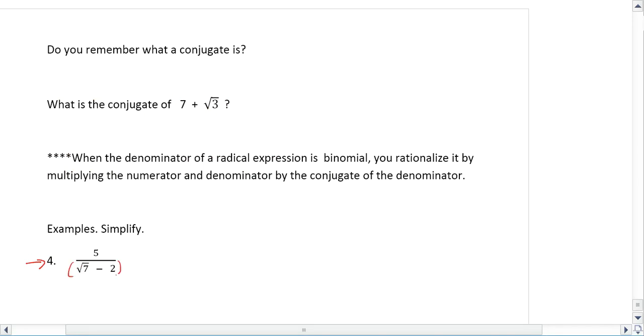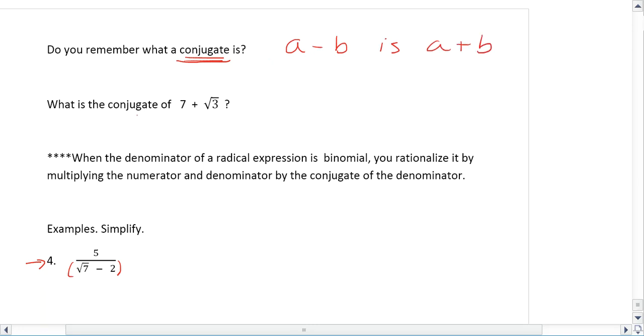I'm going to put parentheses around it to emphasize that you can't just multiply by square root 7 over square root 7. So we have to think back to something that we learned. We talked about this in the factoring chapter and in the polynomial chapter in chapter 9. Do you remember what a conjugate is? If you remember, it's the same binomial except with a different sign. The conjugate of a minus b is a plus b.